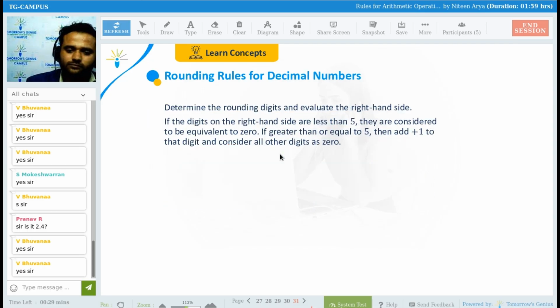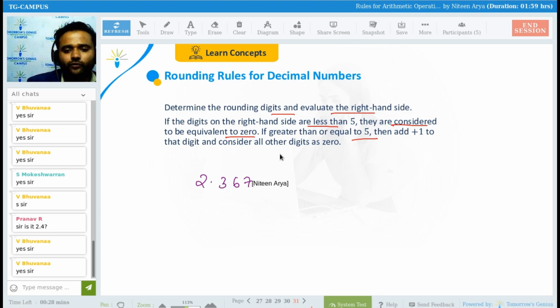Rounding off for the decimal number. Determine the rounding digit and evaluate the digits on the right hand side. If the digits on the right hand side are less than 5, they are considered equivalent to 0. If they are greater than or equal to 5, then add 1. For example, again this thing.